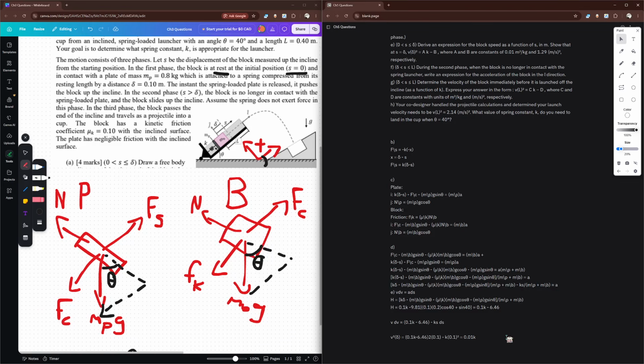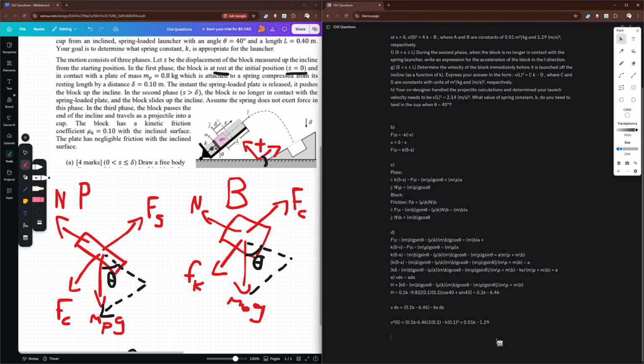So minus 1.29, right? And if we look at what the question has told us, AK minus B. A is 0.01. That matches. B is 1.29. That also matches. Which means we got the question correct. We've proven that we are smart. Let's go.